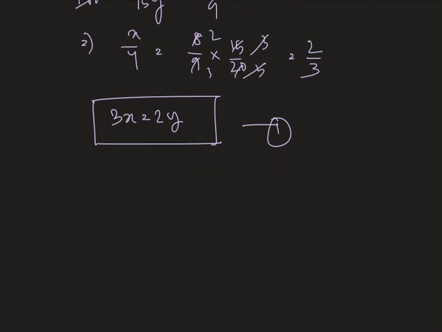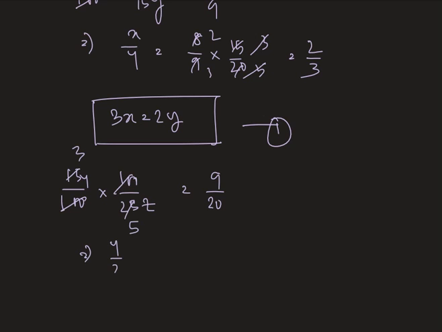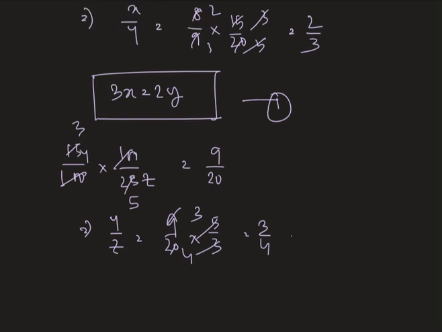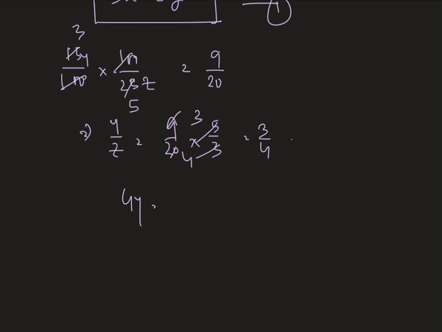Therefore, we can write 15y divided by 100 into 100 divided by 25z is equal to 9/20. Therefore, y by z is equal to 9/20 into 5/3, and this is equal to 3/4. Hence, 4y is equal to 3z.